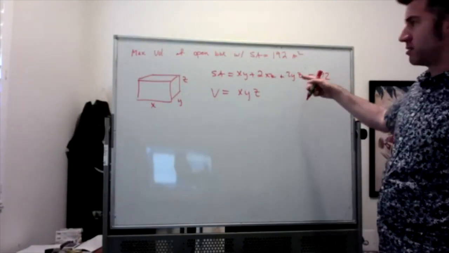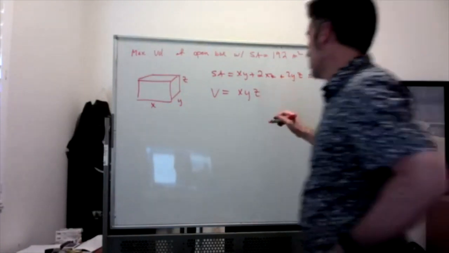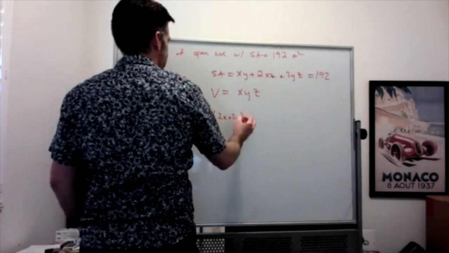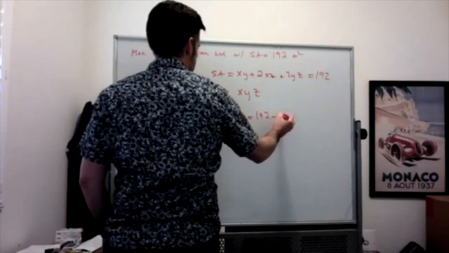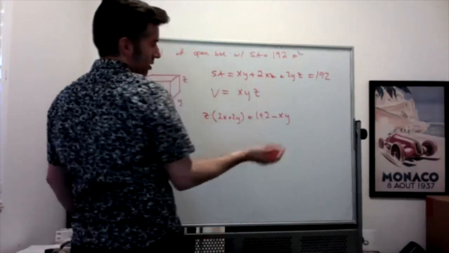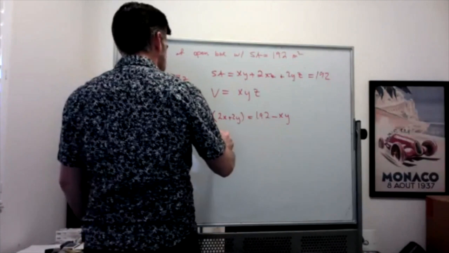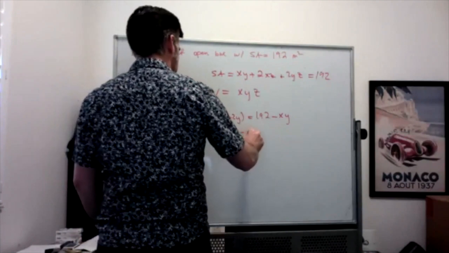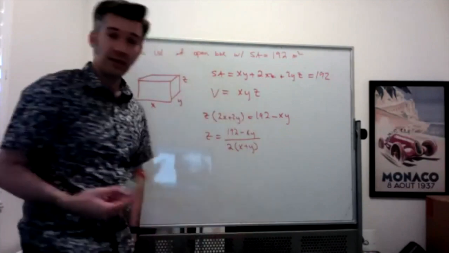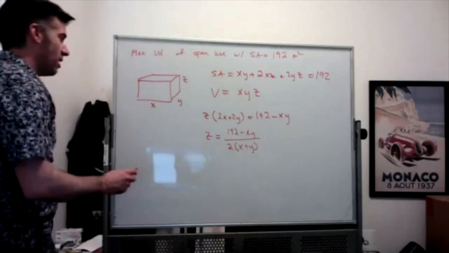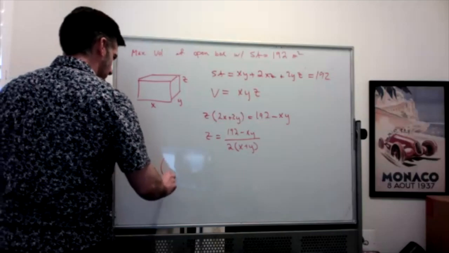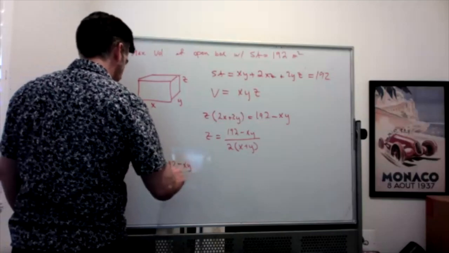So I'm going to isolate z typically here. Isolating z, I'm going to get z times 2x plus 2y equal to 192 minus xy. I subtracted this and factored out the 2. So then z happens to equal 192 minus xy divided by 2 times x plus y. And that seems pretty terrible. So now let's write our volume equation. So volume is x times y times this heinous trash over here.